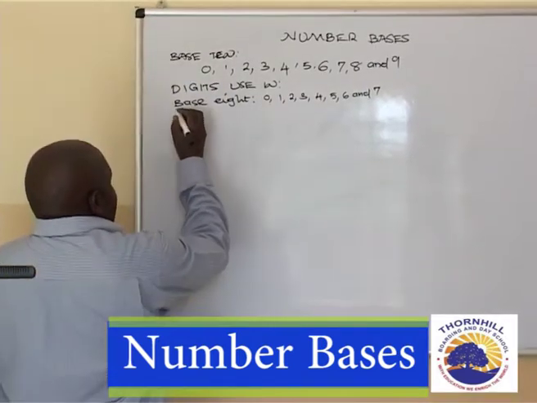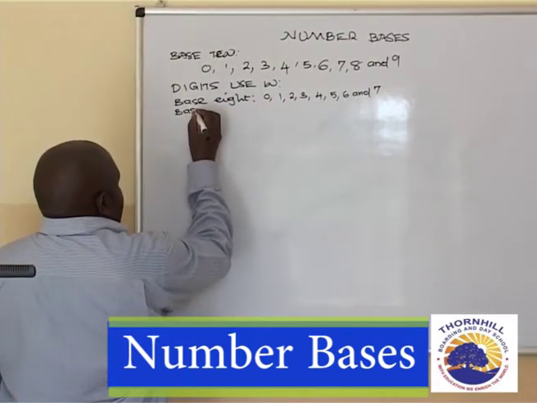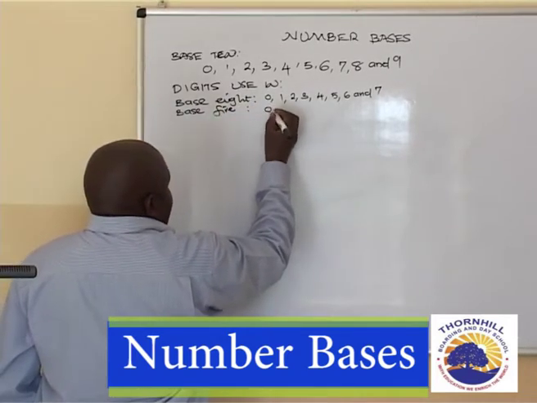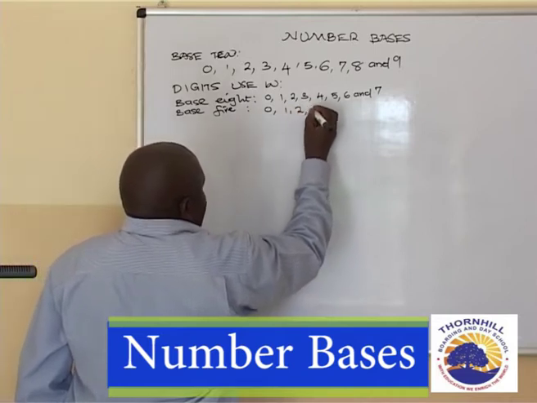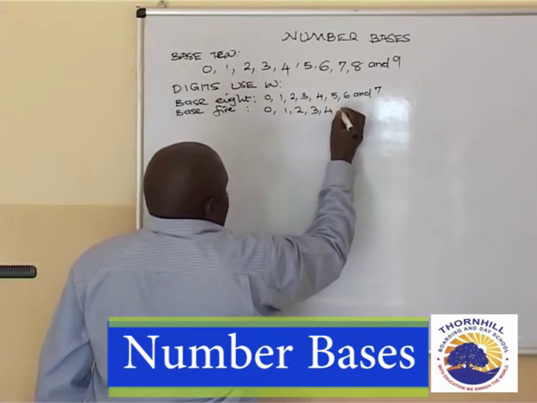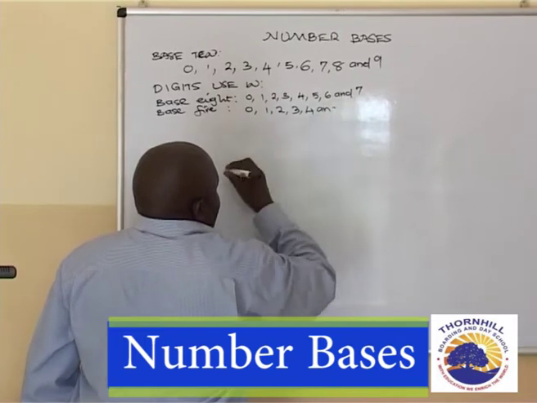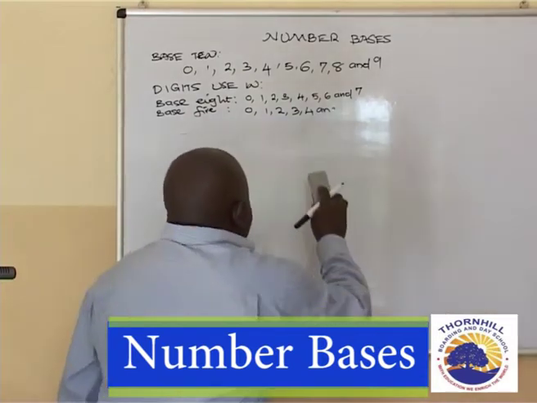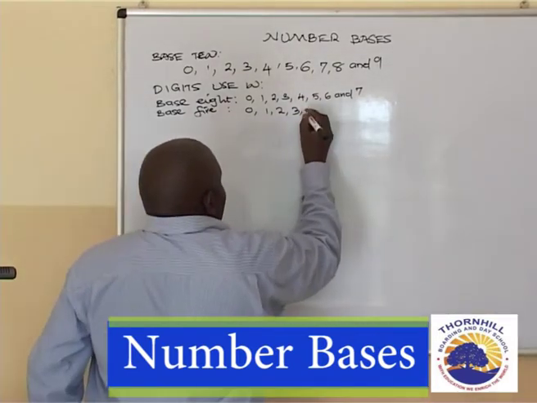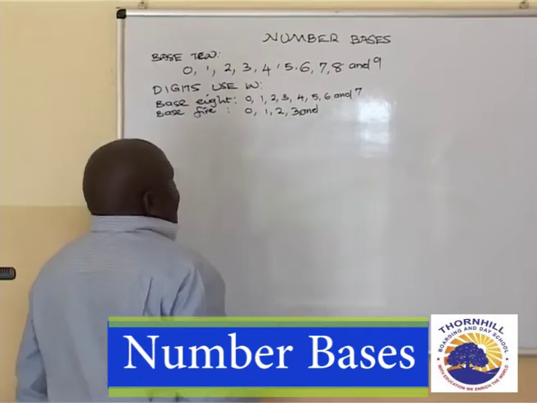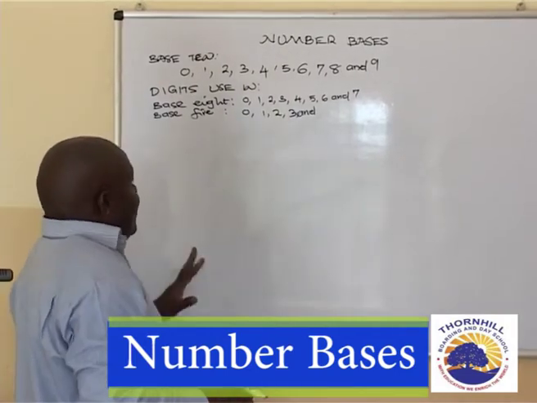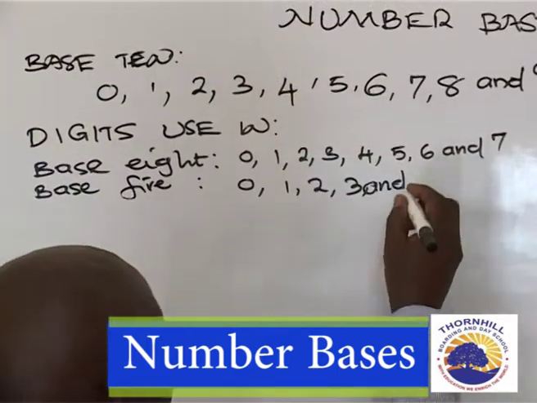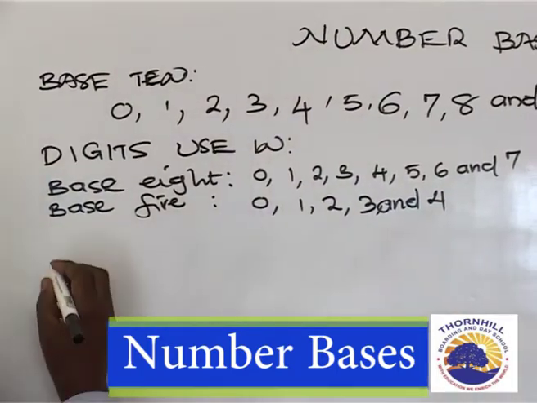We come to base 5. In base 5 we have 0, 1, 2, 3, and 4 only. As I said, when you are counting in the base that you are given, the base itself, 5, should not reflect as a digit. So up to 4. Then we come to base 2.